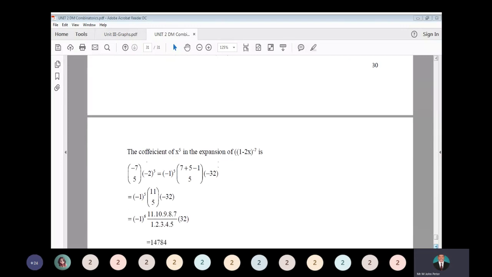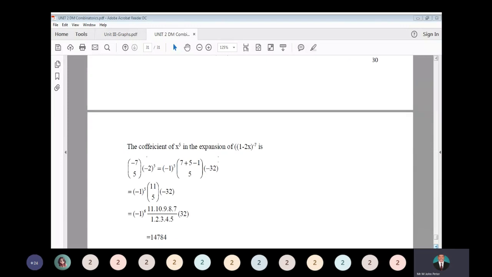So that is the coefficient of x power 5 in the expansion. You will get minus 7 C 5 into minus 2 power 5. That is minus 1 power 5, 7 plus 5 minus 1 C 5, okay, in the column inside the brackets. That is the combination concept. Into minus 32. Okay, so that is minus 1 power 5, 11 C 5 into minus 32.